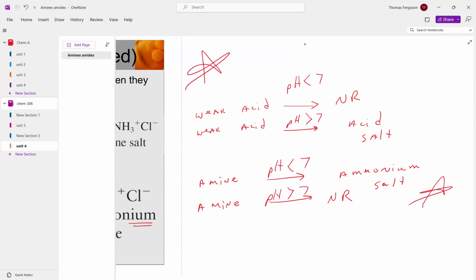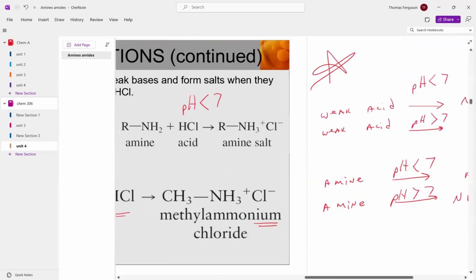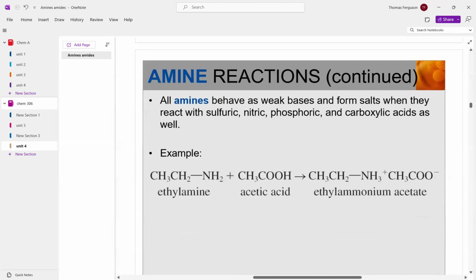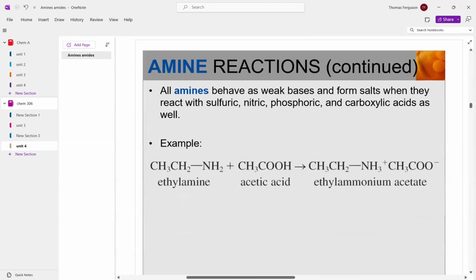Now, you saw this on the last test. You're going to see it again on the next test. Okay, so here we have an amine in an acidic environment. We end up with the ammonium salt.